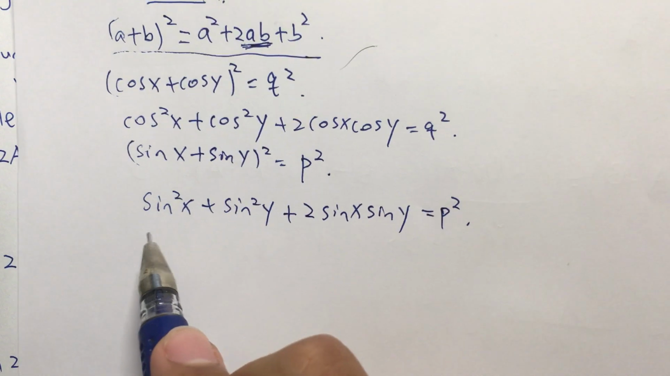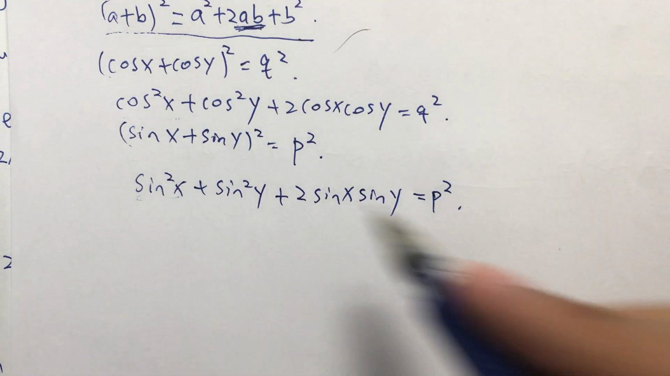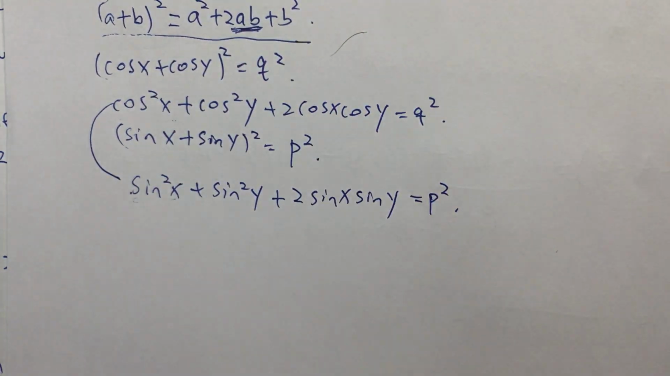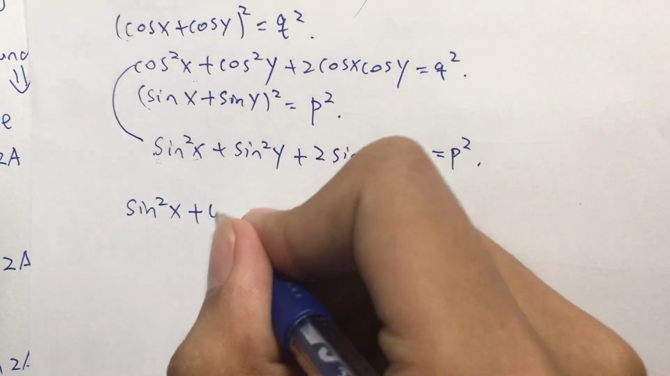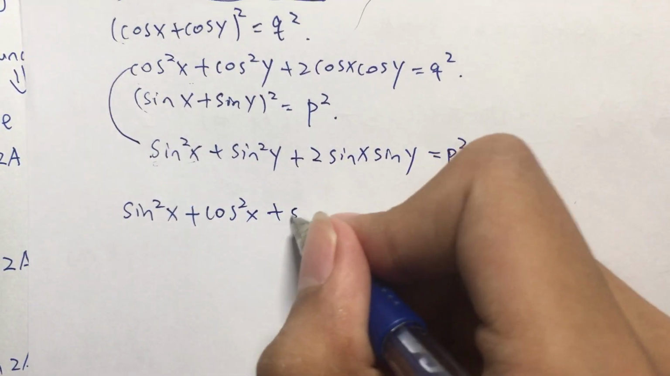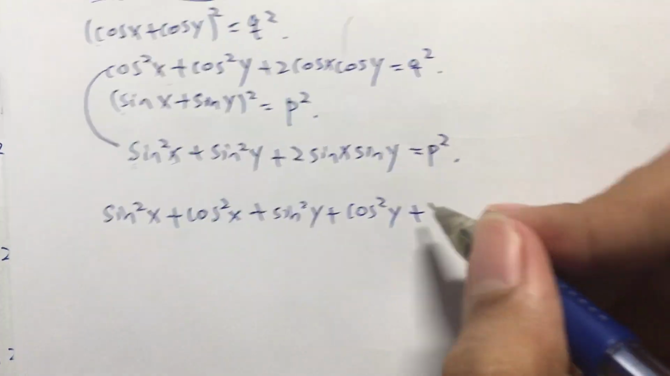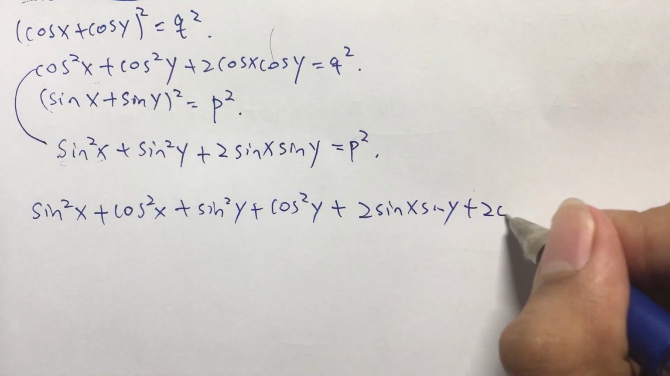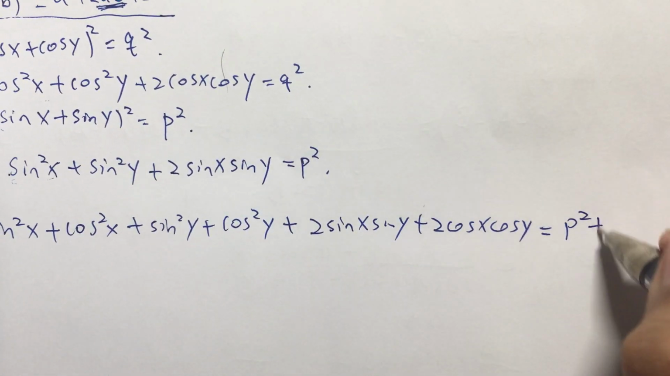And now we know that sine squared x plus cosine squared x is equal to 1. So which means if we add both of the equations, then there are many terms that we can cancel. So let's add these two equations. And we can get something like sine squared x plus cosine squared x plus sine squared y plus cosine squared y plus 2 sine x sine y plus 2 cos x cos y equals p squared plus q squared.